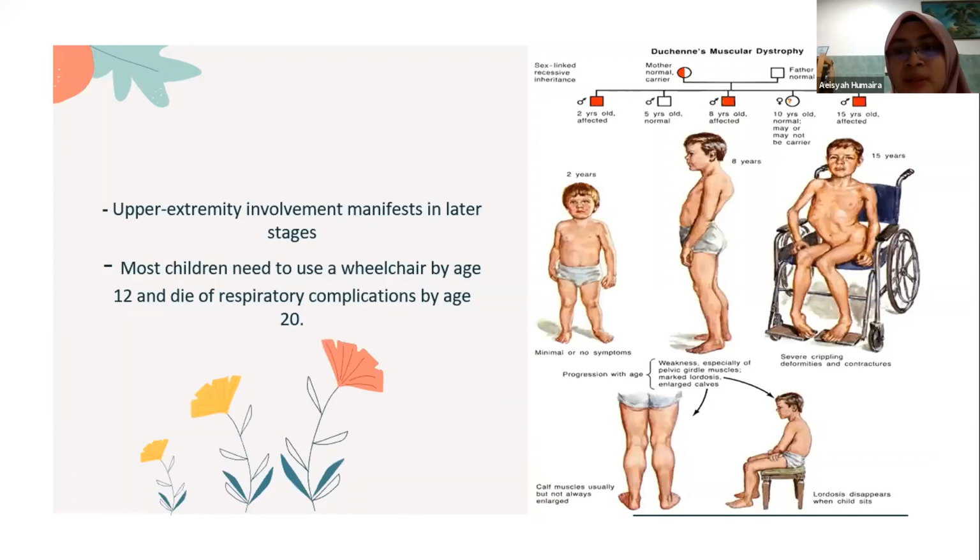The upper extremity involvement manifests in the later stage, and most children need to use a wheelchair by the age of 20. And most of them die of respiratory complications by the age of 20. So you can see in the picture at 2 years, there is minimal or no symptom. At 8 years, there is lordosis. And at 15 years, they need to use a wheelchair because of the severe deformities and contractures.